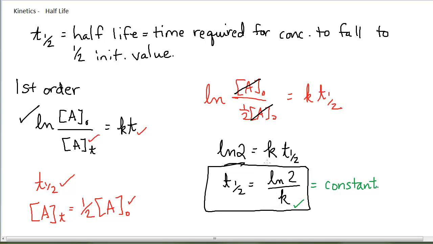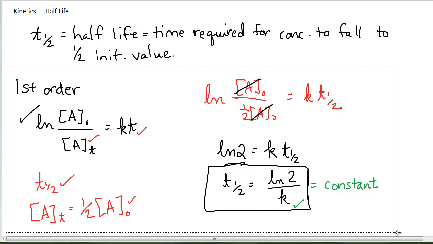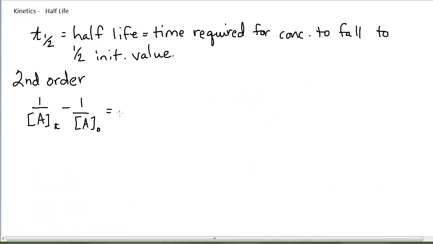If we go to a second-order process, the half-life isn't as useful, but we can still figure out the half-life for a second-order process. This was our integrated expression for a second-order process. The half-life is still the time required for the concentration to fall to half of its initial value. So at T1/2, the concentration at time T will be 1/2 of our initial, just like it was for first order. That definition doesn't change. So let's plug into this equation and see what we get.